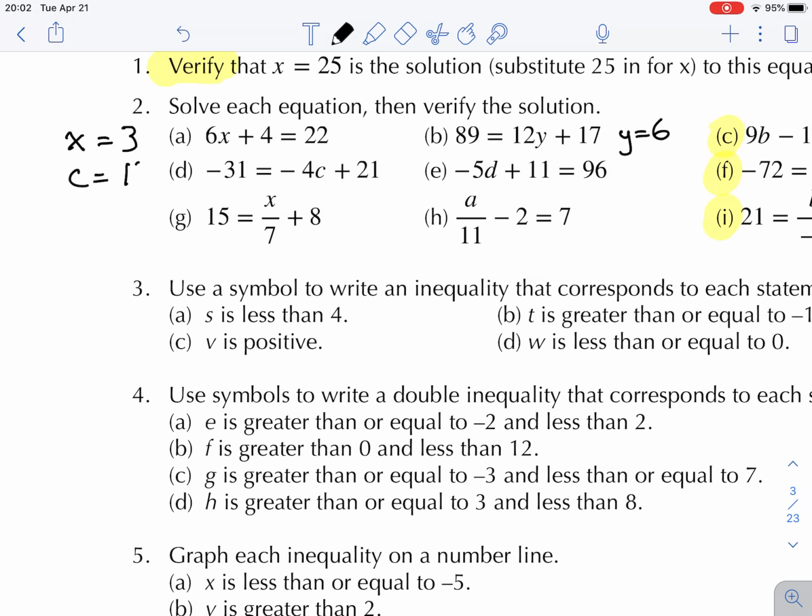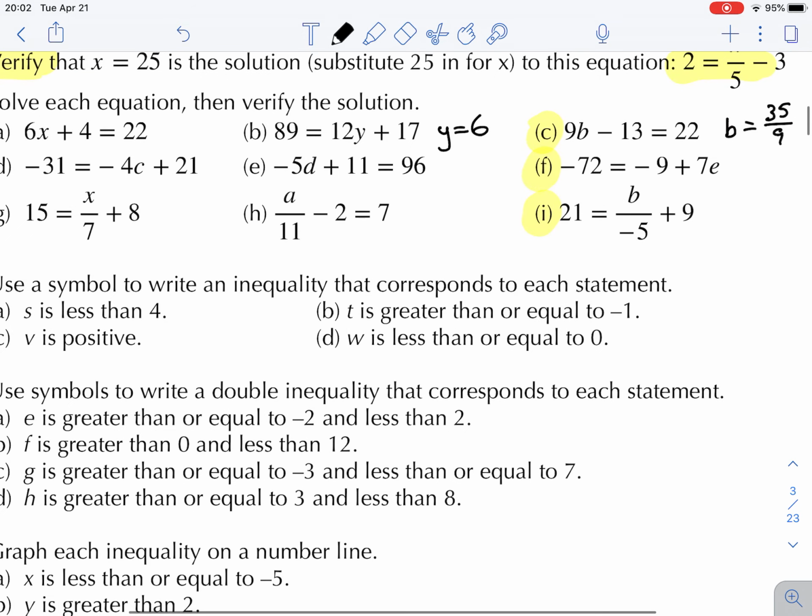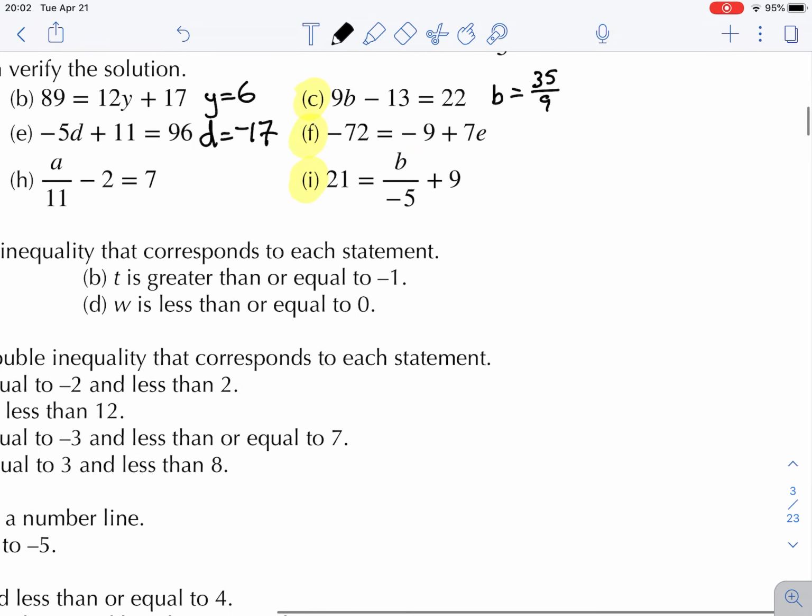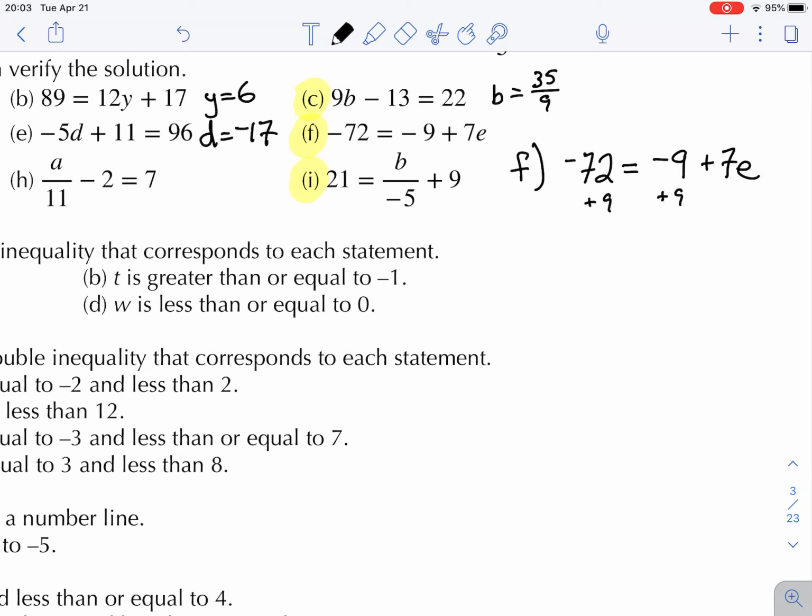Letter D, c is equal to 13. Letter E, d is equal to minus 17. All right, let's do letter F together. Negative 72 is equal to negative 9 plus 7e.